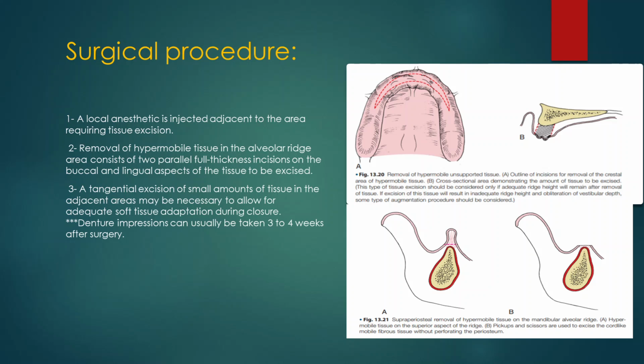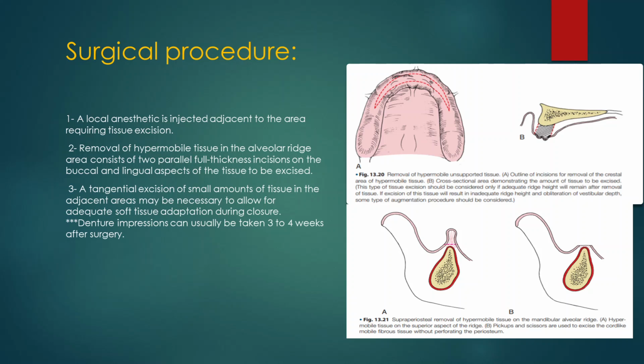The surgical procedure consists of the following. First of all, we have to use a local anesthetic injected adjacent to the area requiring tissue excision. Then we remove the hypermobile tissue in the alveolar ridge by two full thickness incisions that are parallel, one buccal and another one lingual, of the tissue to be excised. Then a tangential excision of a small amount of tissue in the adjacent area may be necessary to allow for adequate soft tissue adaptation during closure, as we can see in figure A and figure B.